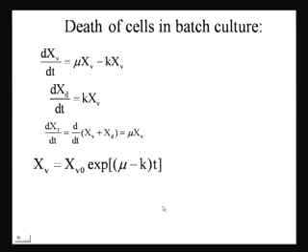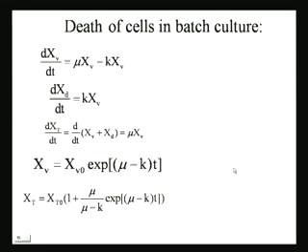Fine. So x_v is x_v0 times exponential of (mu minus k) times t, right, from the first equation, very straightforward. And x_t is this. How do you get this? You just solve for x_v, put it into this equation, and then you can directly solve for x_t. So this is what we get here.